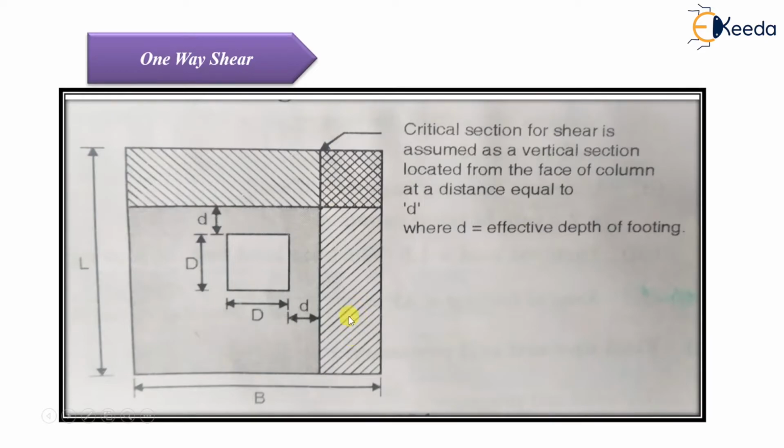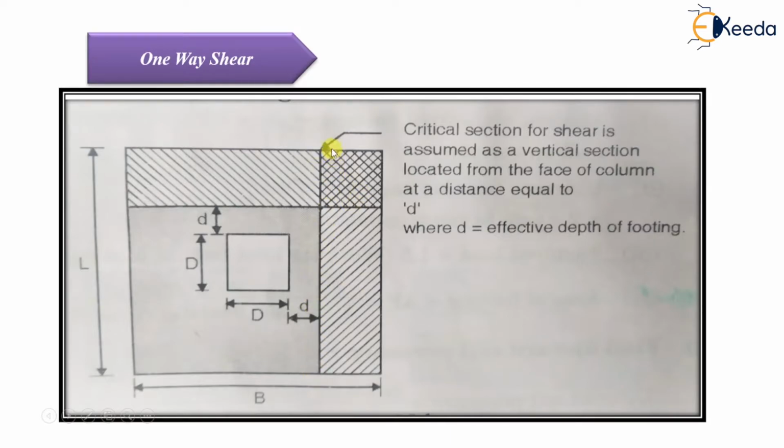We know that the critical section for this condition is taken at a distance of d, that is the effective depth of footing, from the face of the column. To find out the shear force of that shaded area, we have to multiply the area by the upward soil pressure, because the upward soil pressure is coming there. And how will we calculate the area of this shaded portion? We know the formula, length into width.